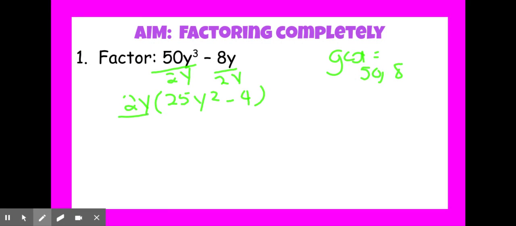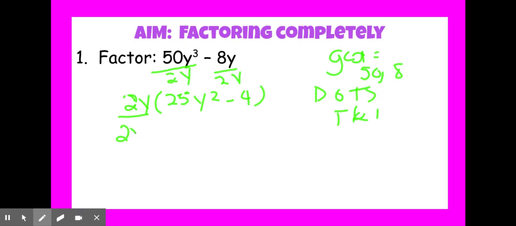So the 2y is going to stay because I can't factor that anymore, but I'm going to look at this binomial here. Because you already factored out the GCF, your only other two choices are a difference of two squares, or a trinomial. Is it 3 terms? And obviously it's a difference of 2 squares because it's only 2 terms.